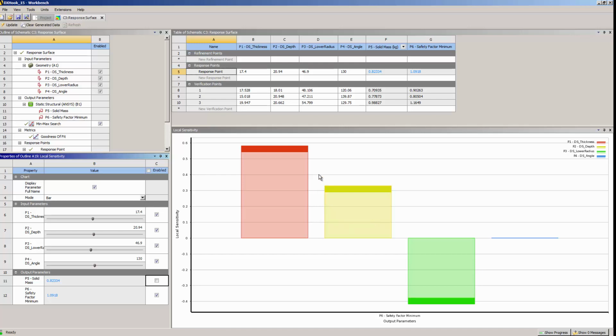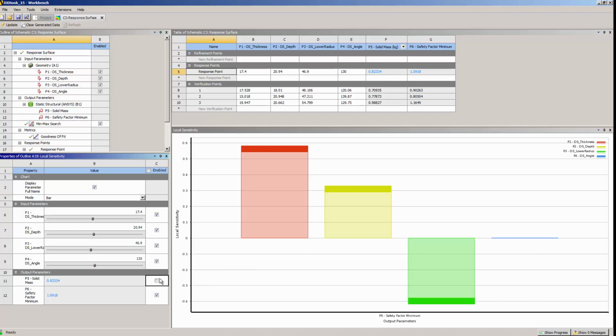Here, you can see that thickness has almost twice as much impact as depth on the safety factor minimum. As before, the lower radius is negatively correlated. It also has a fair amount of influence, but inversely. And for angle, this blue bar corresponds to the flat curves we saw on previous charts, showing that angle is neutral, with very little impact at all.